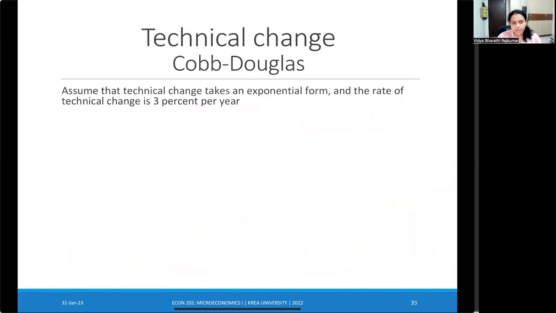So suppose technical change takes on an exponential form. Suppose technology is progressing at the rate of 3% per year. Innovation is growing at that rate. And we have a Cobb-Douglas. We don't need a Cobb-Douglas function necessarily, but it's just a lot easier for illustrative purposes. So if you have K to the power half, L to the power half multiplied by A of t, and suppose your A of t is given by this exponential function.